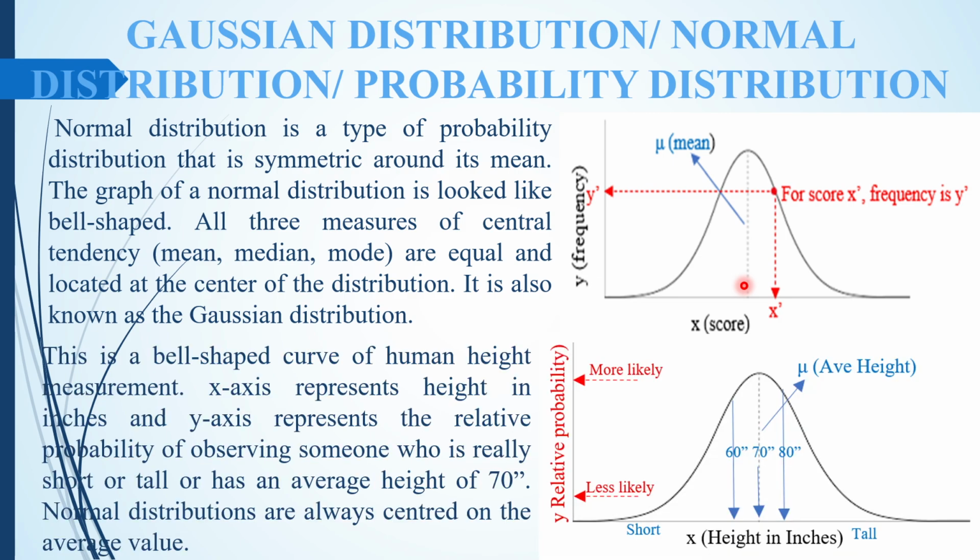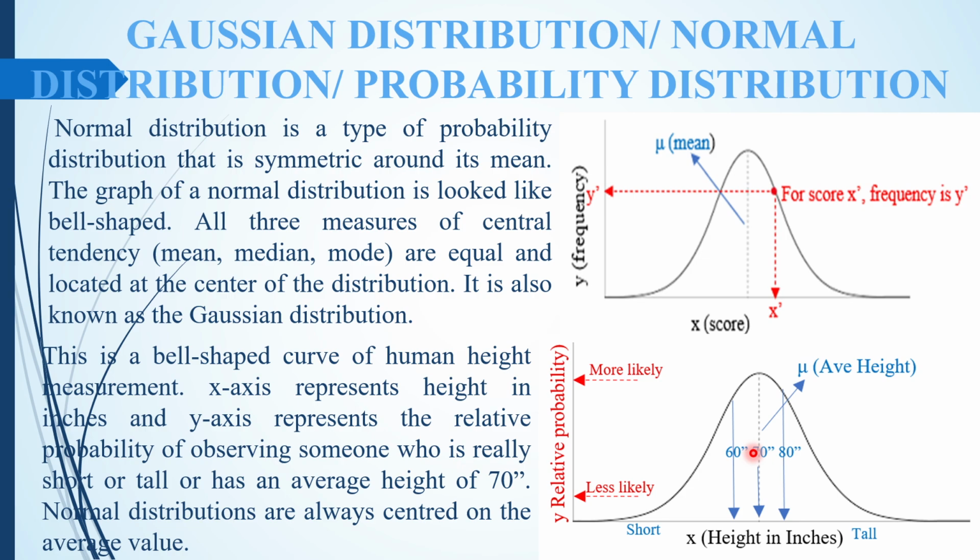For example, this is a bell-shaped curve of human height measurement. The x-axis represents height in inches and the y-axis represents the relative probability of observing someone who is really short or tall or has the average height of 70 inches. The width of the curve is defined by the standard deviation.